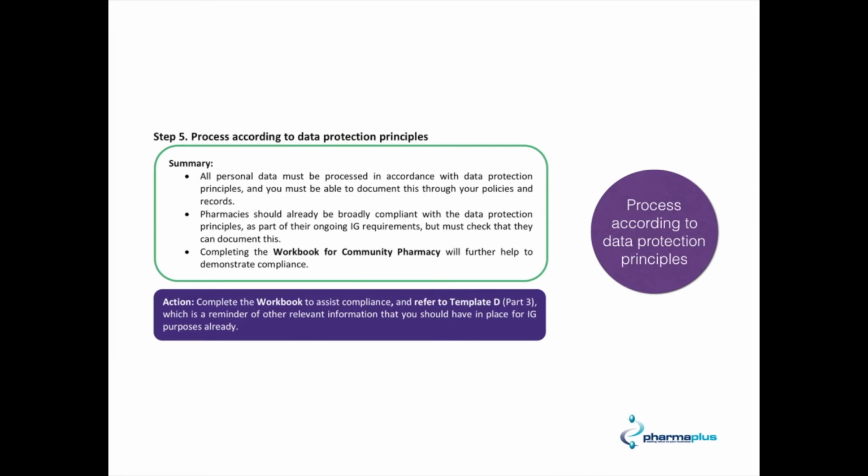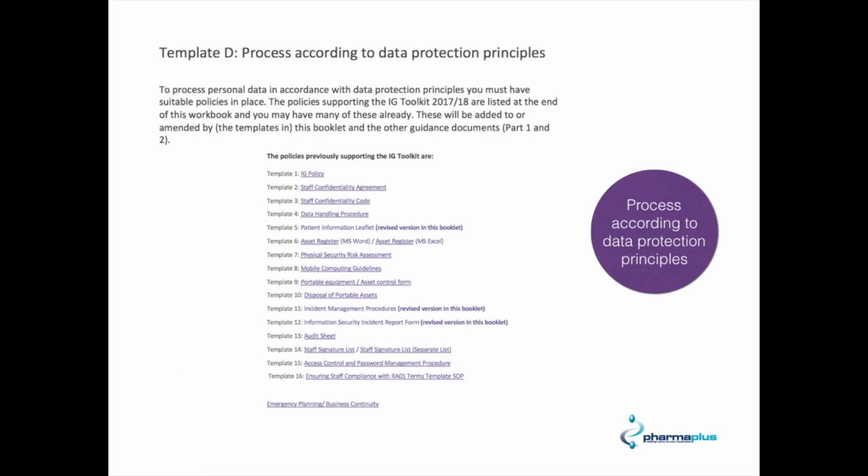This is relatively straightforward. The action is here. Basically what you need to do is complete the workbook to assist compliance, and then refer to the template, which is a reminder of other relevant information that you should have in place for information governance purposes already. In other words, you need to make sure that you complete all the templates in the workbook, and also make sure that you're up to date with information governance, which you should already be anyway.